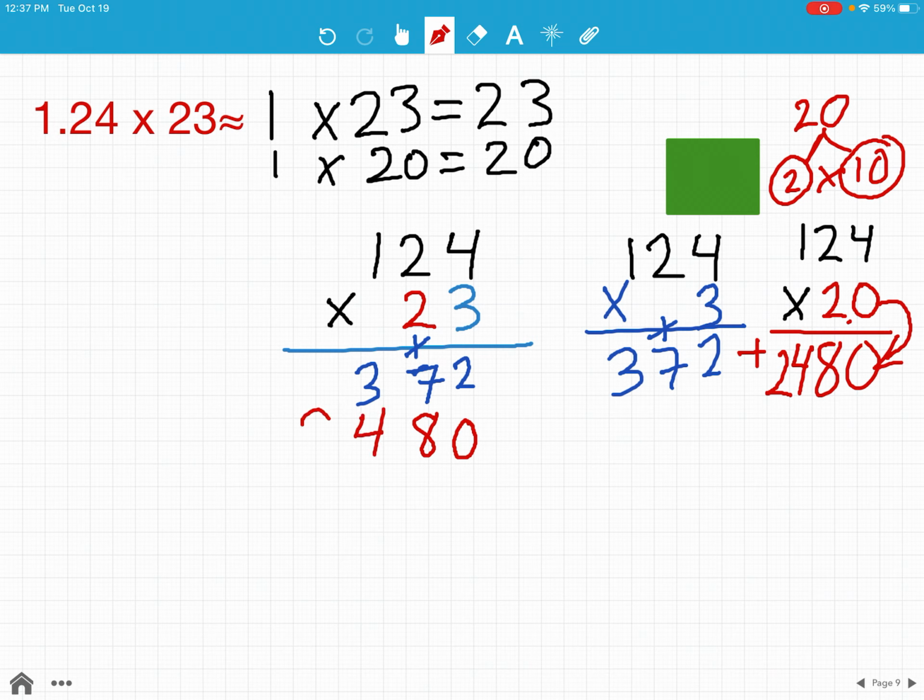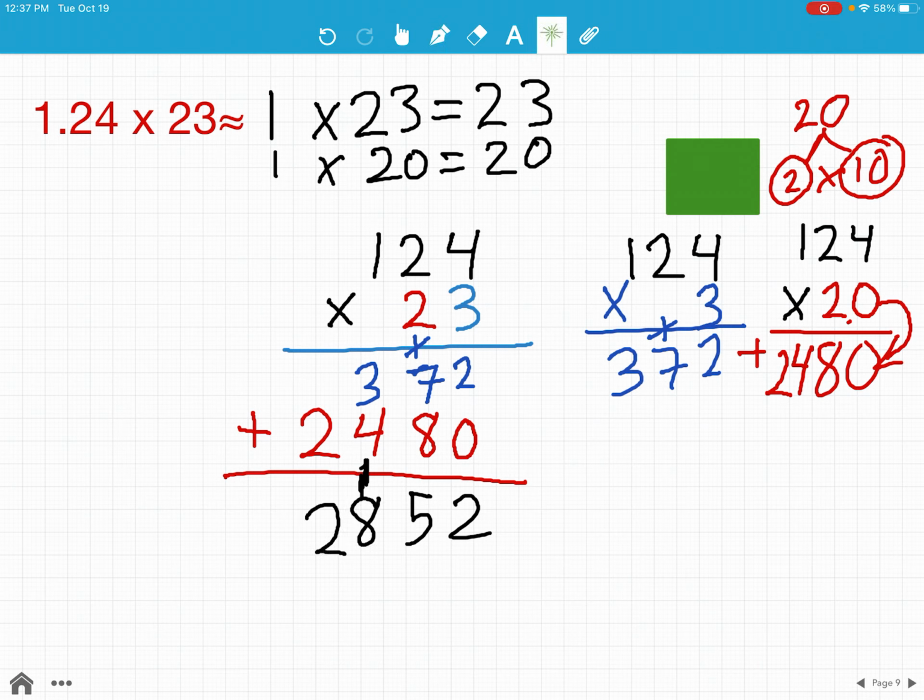So that transfers over here as our second partial product. Then we add that up. 7 plus 8 is 15. 3 plus 4 is 7. Plus the 1 is 8. And then we have a 2.